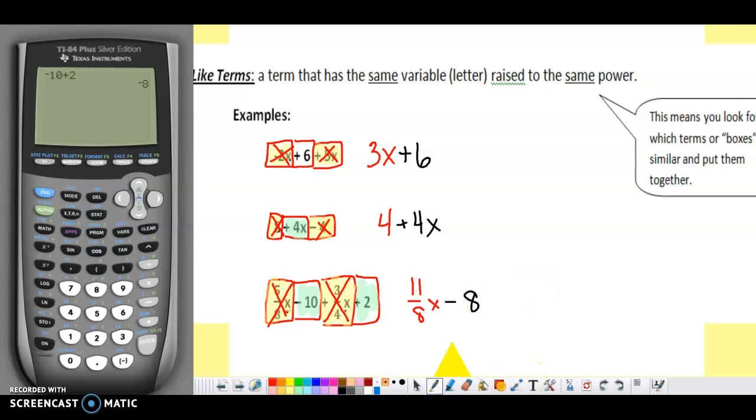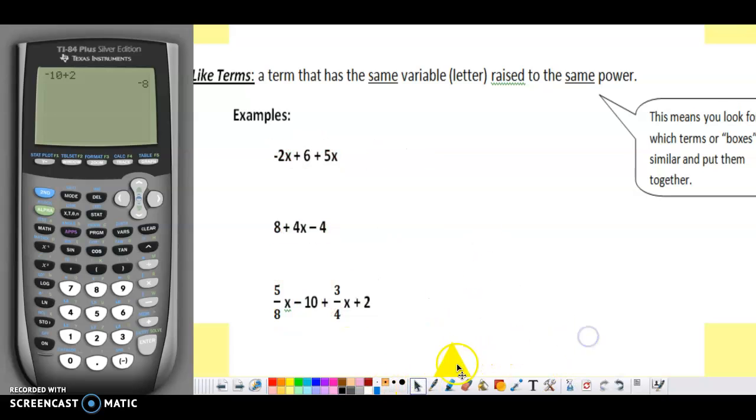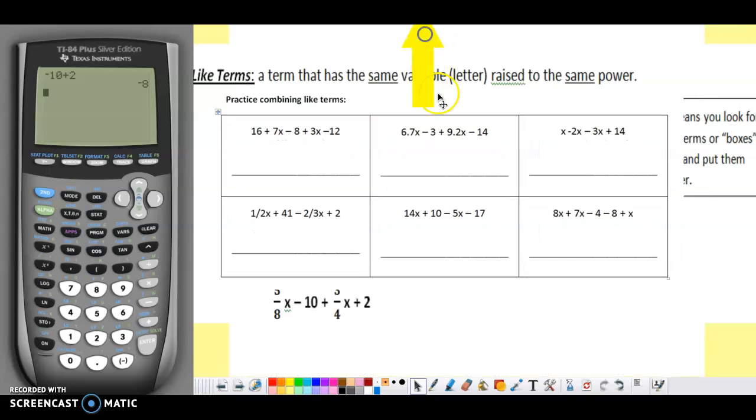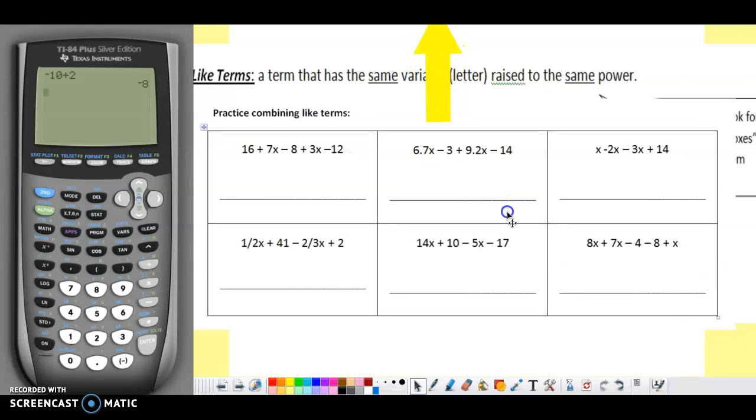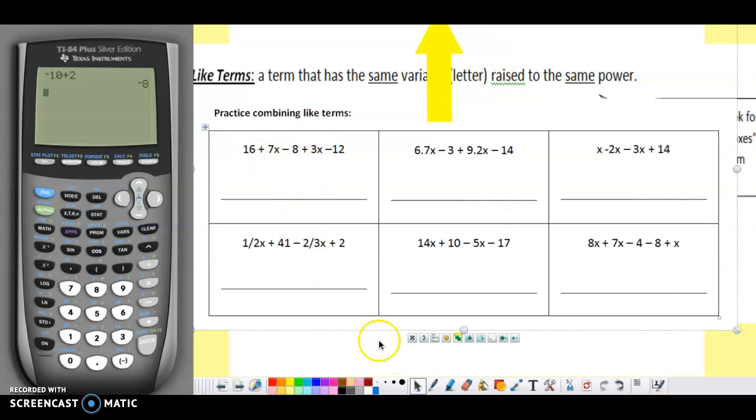All right, so there are some practice problems at the bottom of your page. They look like this. Same idea, you're going to be putting together like terms that you see. So I'll go through the first one together with you. Again, if boxing helps you see it, go ahead, box up your terms. So 16 plus 7x minus 8 plus 3x minus 12. From there, looking for like terms, you should notice I've got some x terms I can put together, and I've got some regular numbers I can put together.